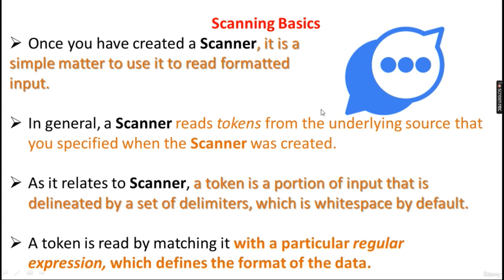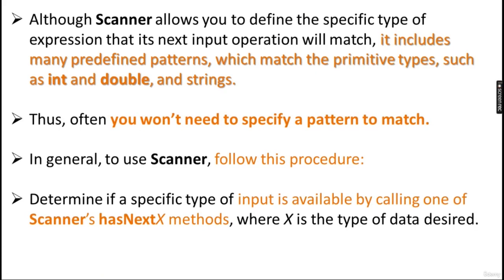A token is read by matching with a particular regular expression, which defines the format of the data. Because in any string, if the delimiter is a semicolon, then between two semicolons, if there is one string available, that string will be read by Scanner. Scanner allows you to define a specific type of expression that its next input operation will match. It includes many predefined patterns which match the primitive types such as int, double and strings. Often you won't need to specify a pattern to match. If you are not explicitly giving any patterns for primitive types like integer, double and string, you don't need to specify it because there are many predefined patterns already available. If you do not specify explicitly, there are implicit patterns available.